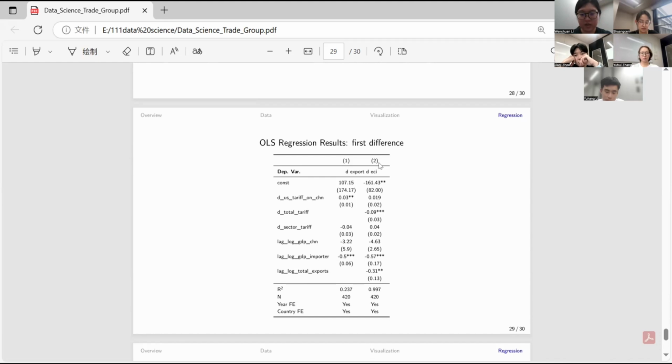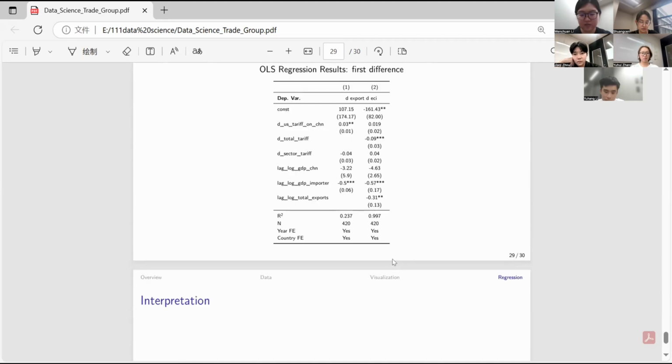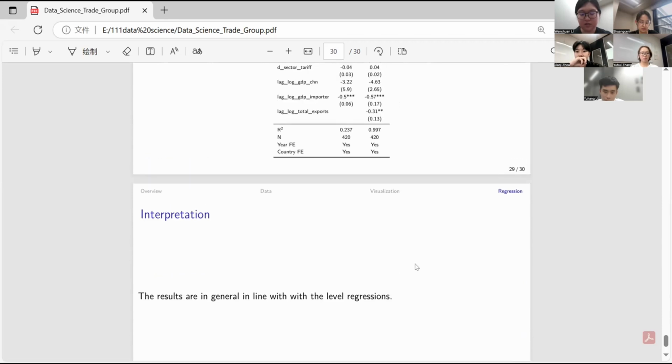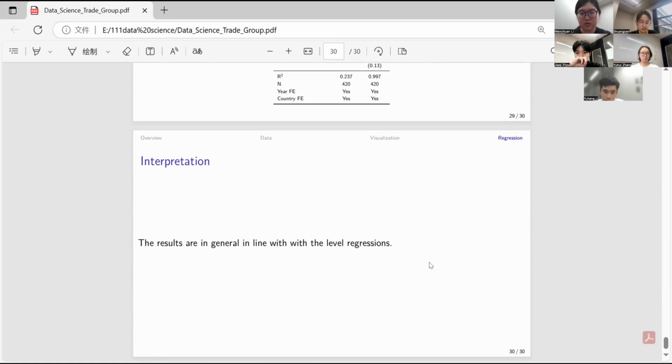And for the second column, we have the first difference of the economic complexity index as the Y variable. For the change in total tariff, we can see the negative results. And also for the GDP importer, we have a negative impact. And for the exporter, it's negative. So basically, the final results are in line with the previous results. So this is basically what we have for our presentation. That's all. Thank you.